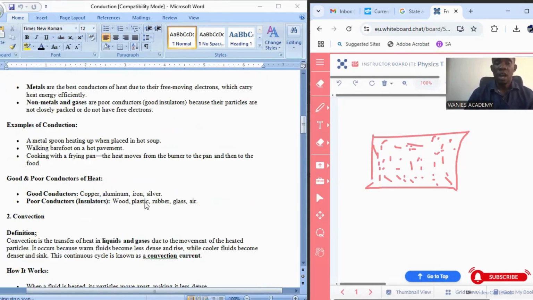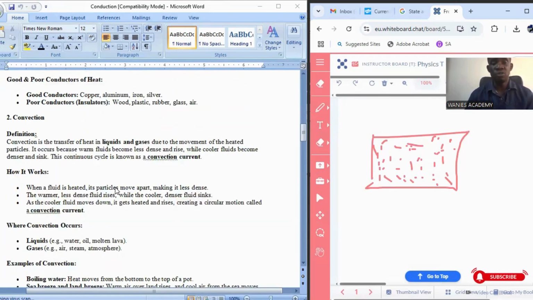Now, good and poor conductors of heat. These are materials that are good conductors. Materials like copper, aluminum, iron, silver, they are good conductors of heat. While poor conductors are materials like wood, plastic, rubber, glass, and air. They are all poor conductors.